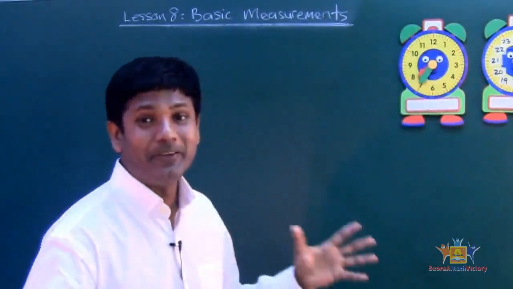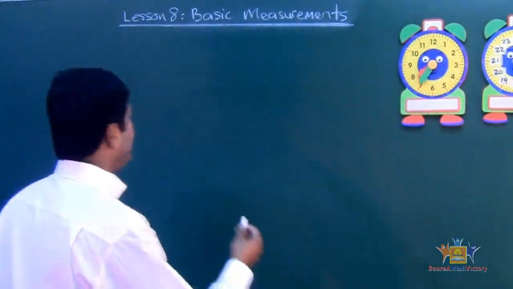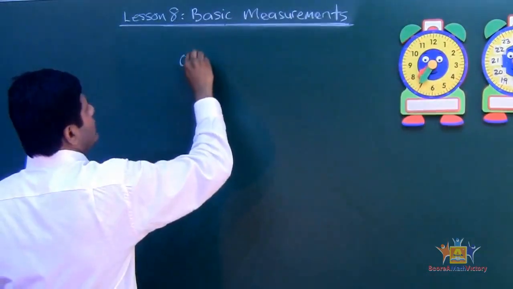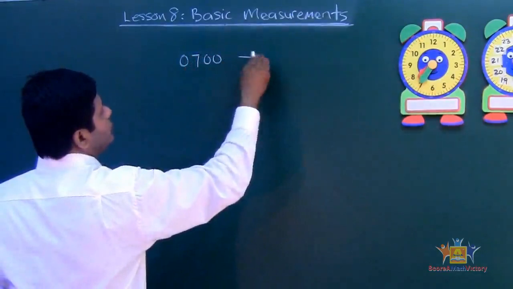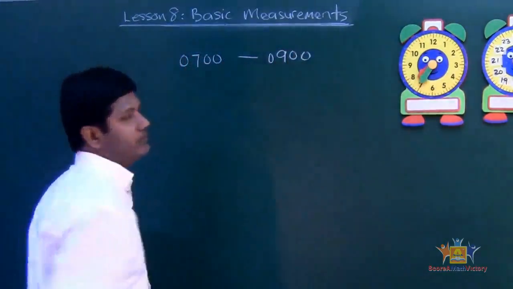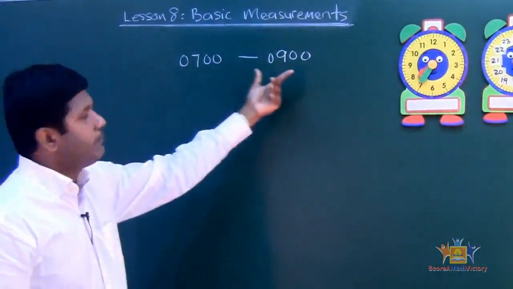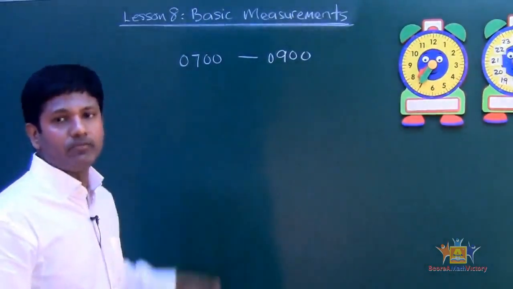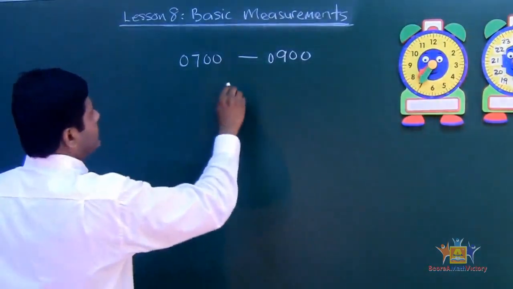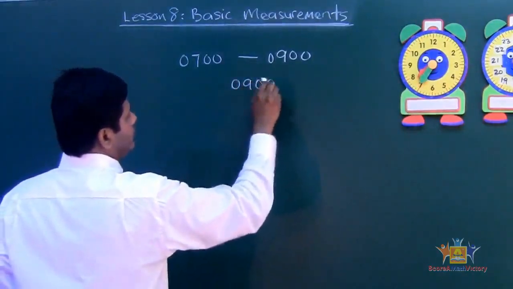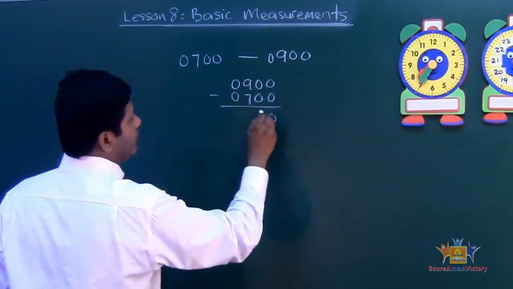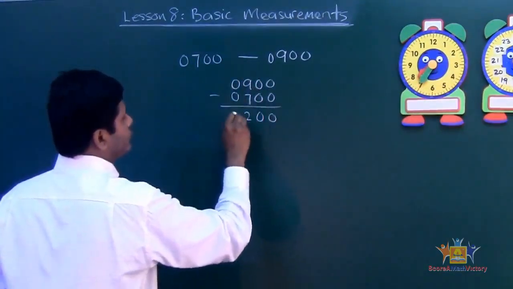Alright, my dear students, let's look at the 24-hour system. Now, let's say, for example, I ask you to find the interval from 0700 hours to 0900 hours. So what do we do? We take the big number and subtract the small number. We take the difference. That's it. The same way we did with AM, PM. So I take 0900 minus 0700, line it up. That gives me 0, 0, 9 minus 7 is 2, 0.